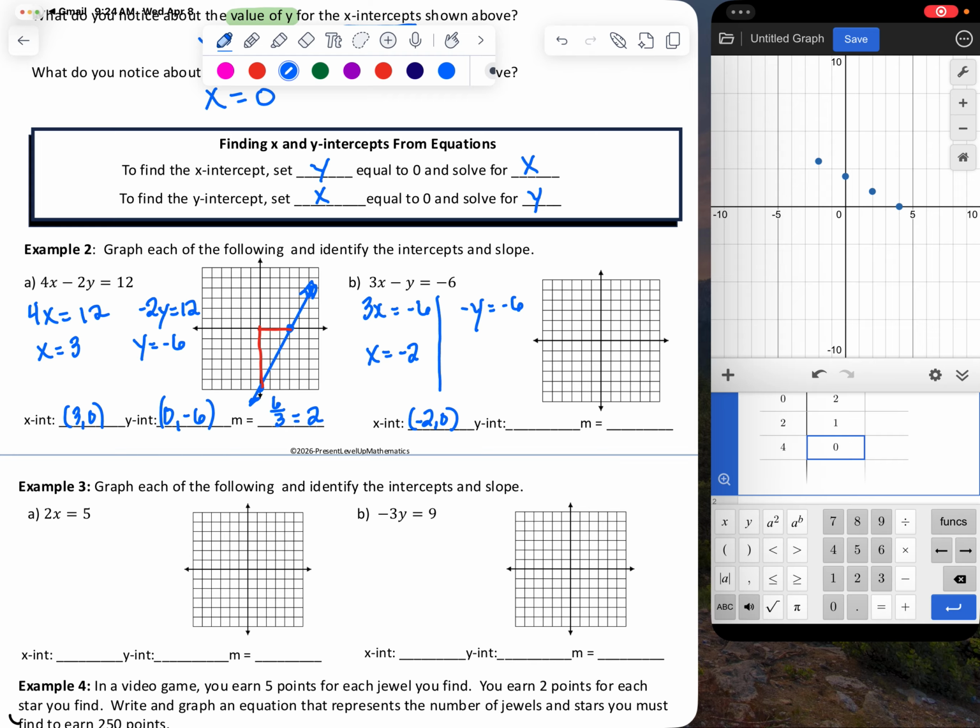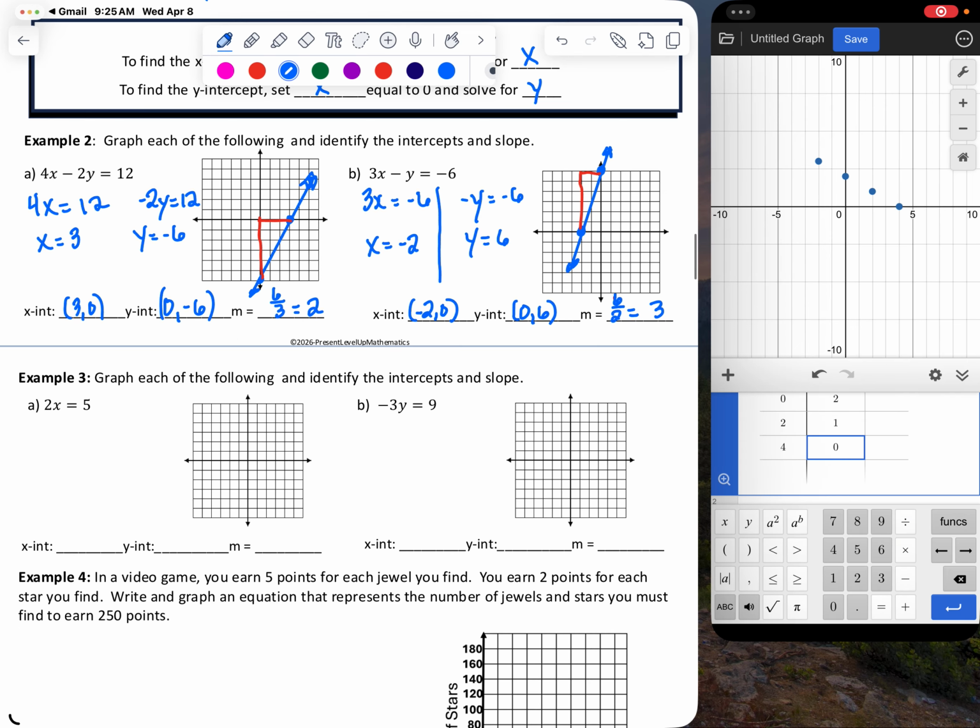And then negative y equals negative 6. I'll divide both sides by negative 1. So negative 6 divided by negative 1 is positive 6. So to graph the line, I'll put a point at negative 2 on the x-axis and positive 6 on the y-axis. Connect the line. And then the last thing it wants me to do is calculate the slope. So I'll use rise. I'm going up 6 and to the right 2. So we'll have a positive slope, 6 over 2, which reduces to 3.